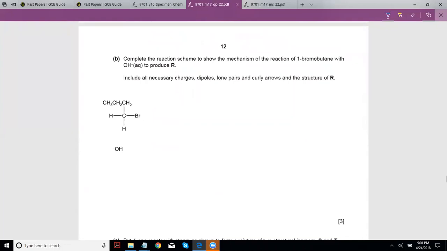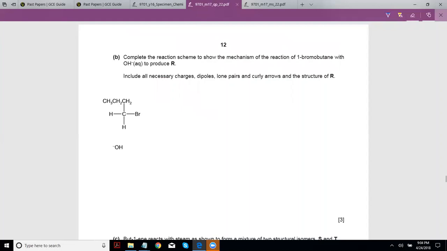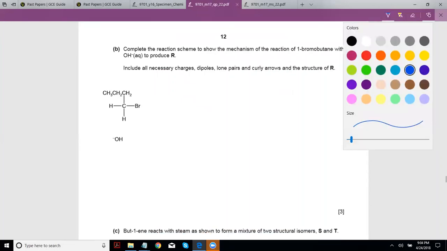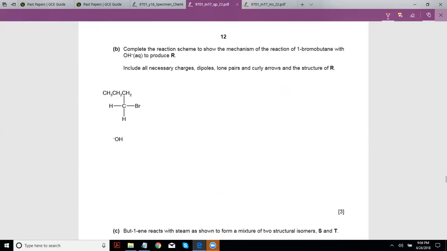Say include all necessary charges, dipoles, lone pairs, and curly arrows, and structure of R. So this is what you're more used to. This is a primary alkyl halide. They've arranged it in a funny way, but it's still primary because the carbon that Br is attached to is just attached to one more carbon. Primary alkyl halides undergo SN2. So you should remember the structure, the idea here.